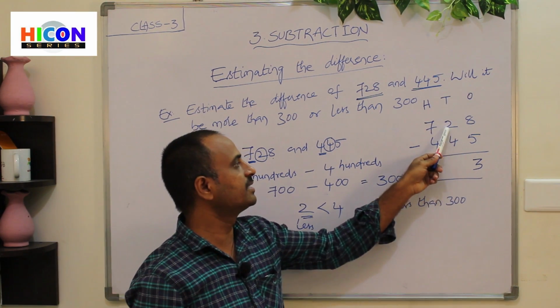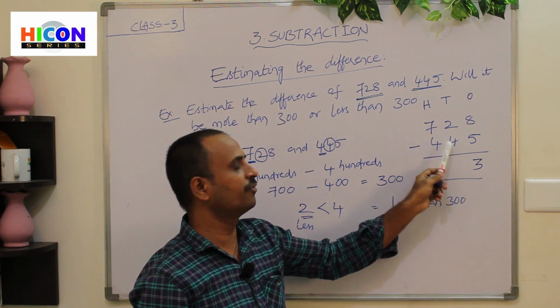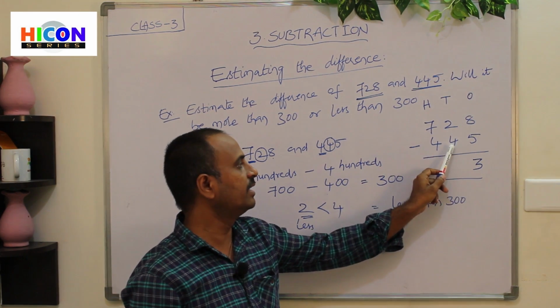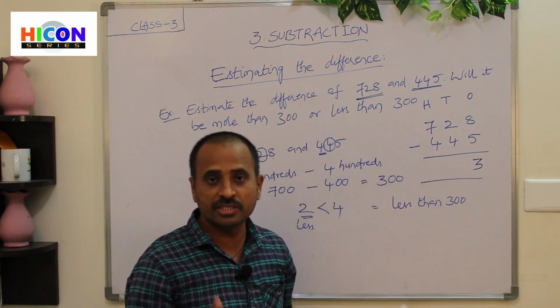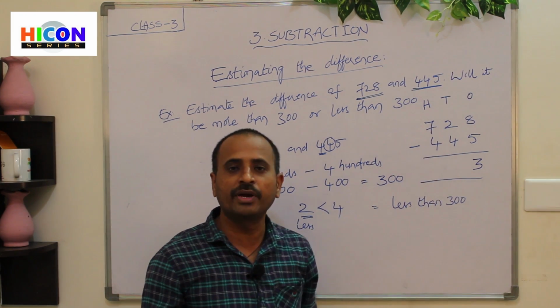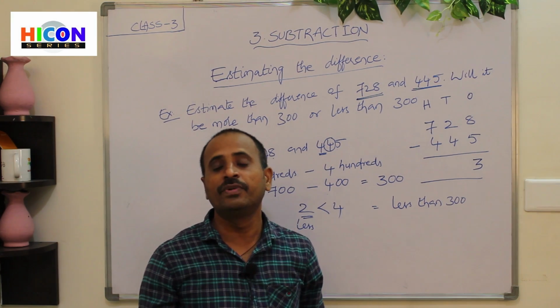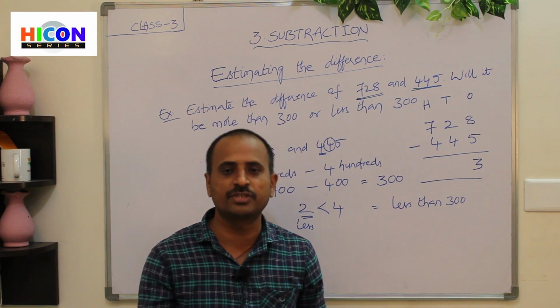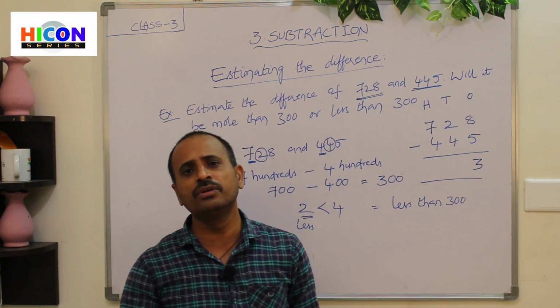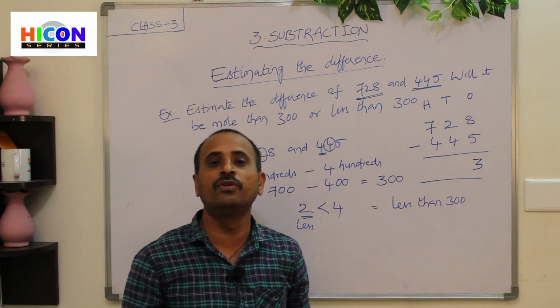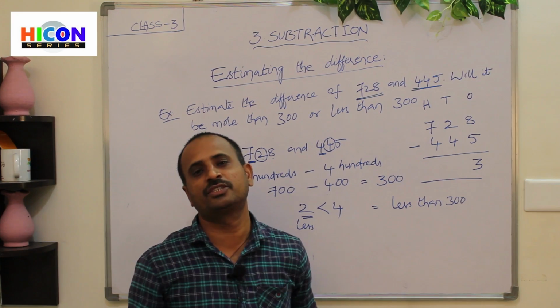What are the digits present in tens place? 2 and 4 are present in tens place. What is the first one? 2. And what is the second number? 4. We cannot subtract 4 from 2 because 2 is the smaller number, 4 is the greater number. We cannot subtract a greater number from the smaller number. Now what we have to do? We have to borrow from its next place. That means we have to regroup its next place.